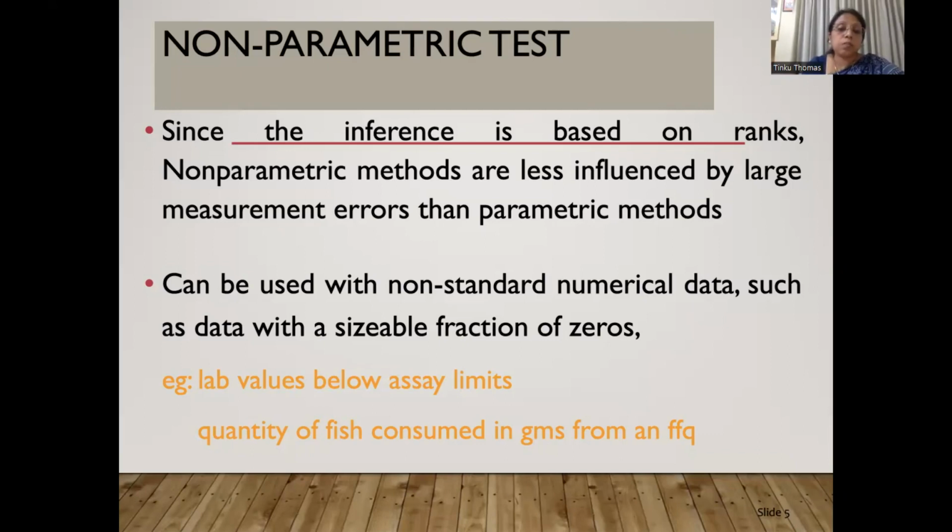Another example where you can use non-parametric tests is when a sizable fraction of the data is actually 0. You have a lot of zeros in your data. For example, in a population like ours, when we are doing diet recalls, if you ask the quantity of fish consumed, there will be a large proportion of our sample which would report zero consumption. So in such kind of data also non-parametric methods can be applied. So as long as you can order the data, you can apply non-parametric tests.